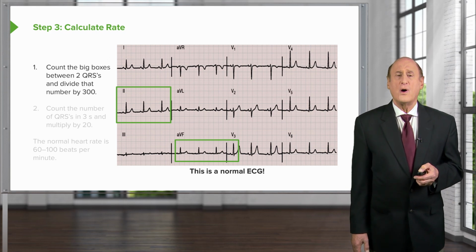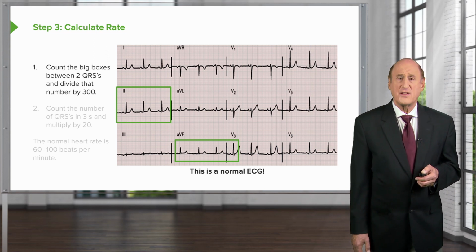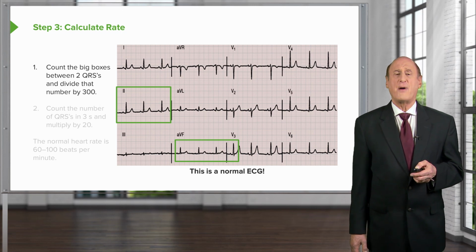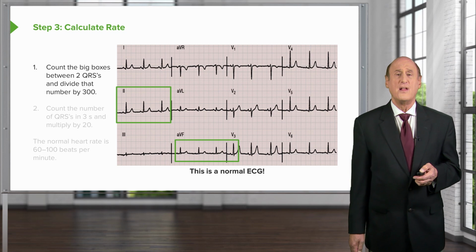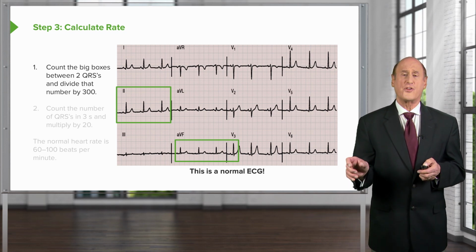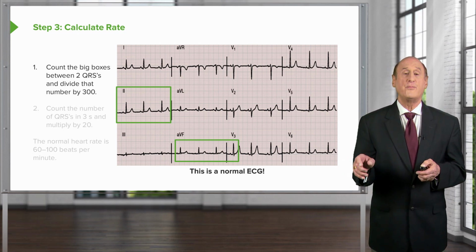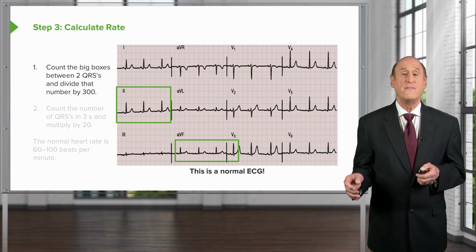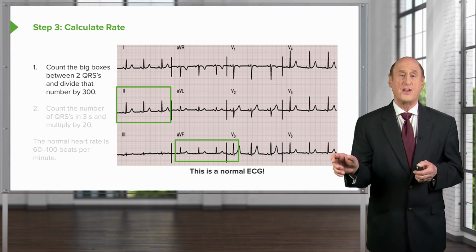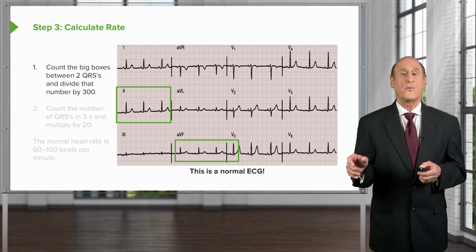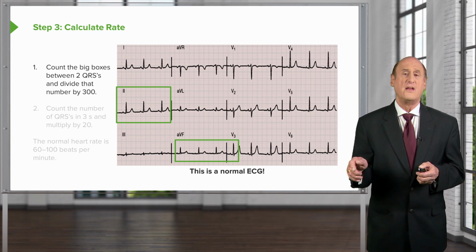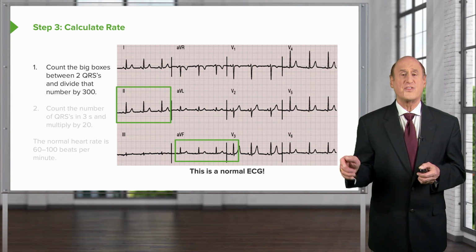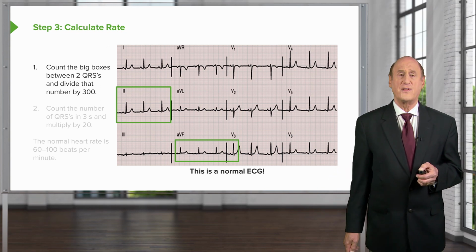In order to obtain the heart rate, you count the number of big boxes between two QRSs and you divide by 300. So if there were 2 big boxes between the 2 QRSs, that would be 2 into 300 or 150. If there were 3 big boxes in between a QRS, that would be a rate of 100, 3 into 300. If there were 4 boxes in between the 2 QRSs, that would be 75. 4 into 300 is 75.